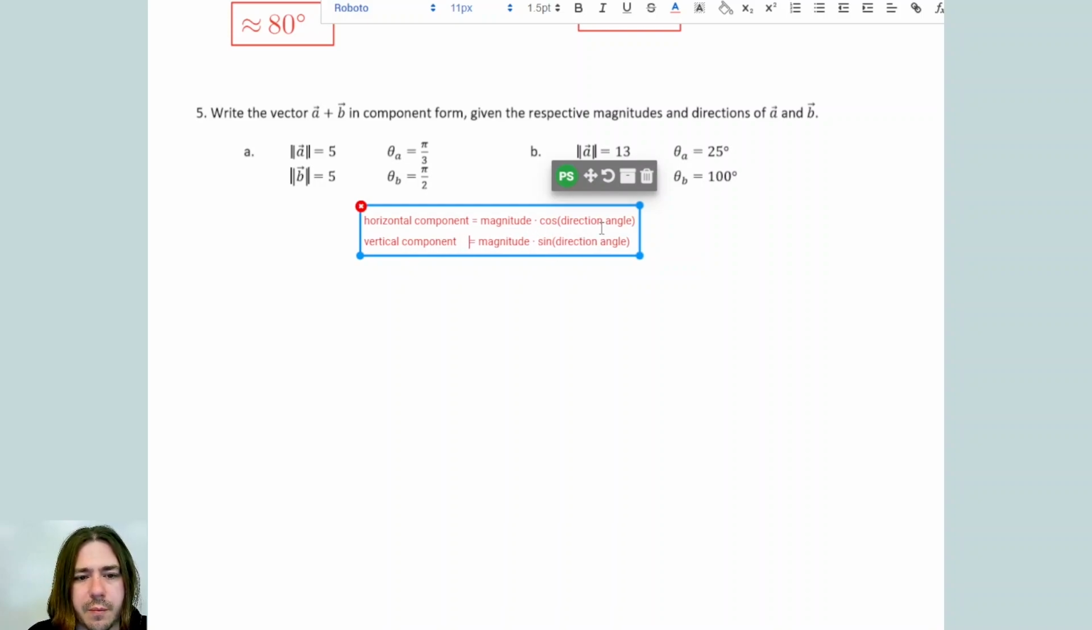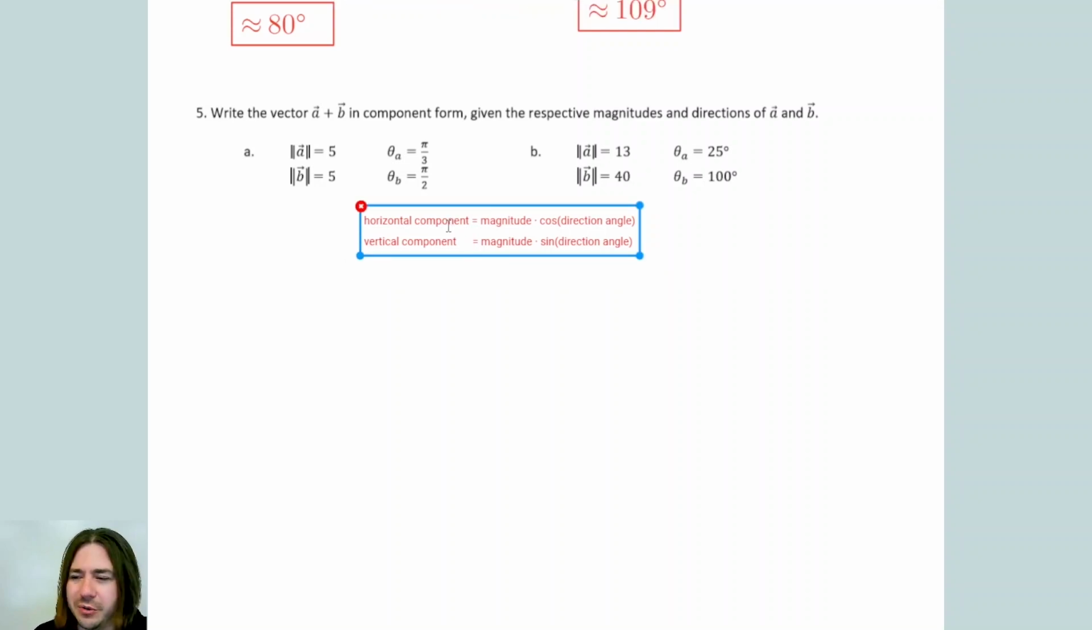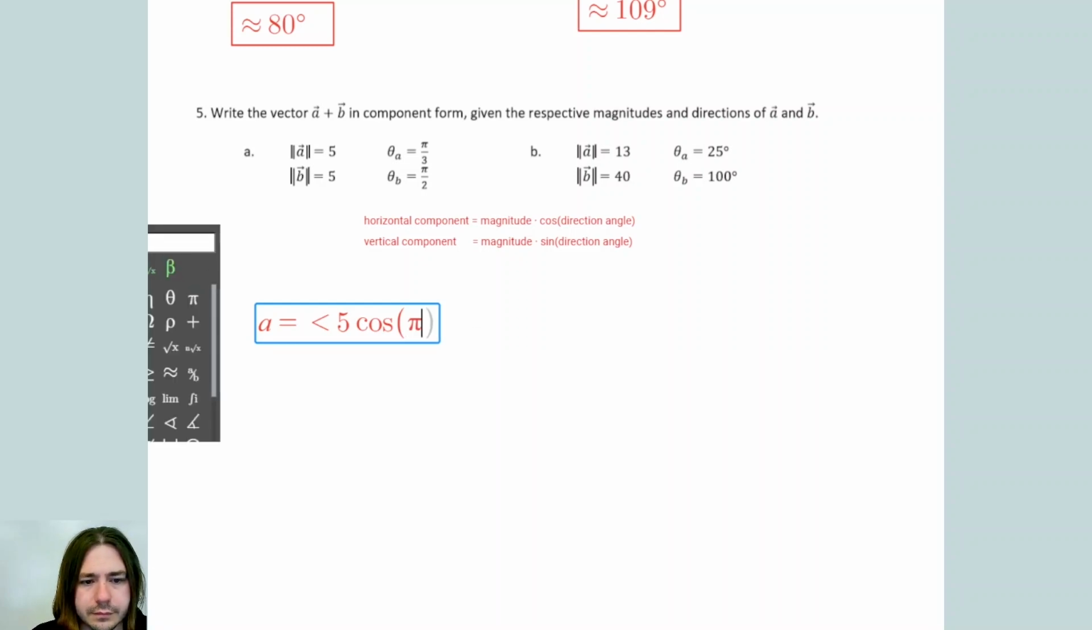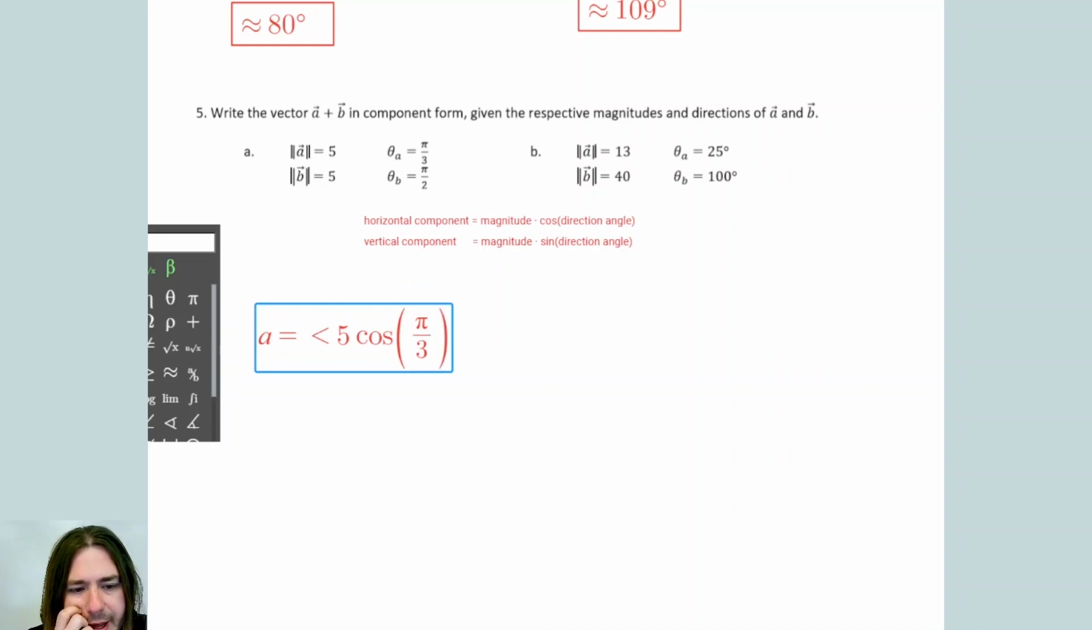So I just want to remind you of how to find both of those components on the vector. The strategy here is going to be to find vector A and vector B first. We don't need to simplify or anything. We're just going to leave it as is and then type everything in the calculator at the end, because we're going to end up adding these two vectors. So vector A here will be the magnitude 5 times the cosine of pi over 3, and then 5 times the sine of pi over 3.